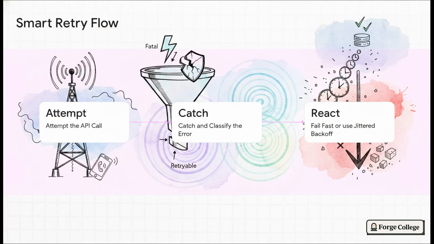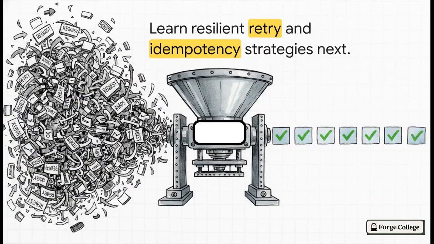Step 1, you attempt the API call. Step 2, catch and classify the error using the rules we just laid out. Step 3, if it's fatal, fail fast, just stop. But if it's retryable, you execute an exponential backoff with jitter. That means you wait a little longer after each failed attempt and you add a random bit of jitter time. That way, if you have a ton of failed requests retrying, they don't all hammer the node again at the exact same millisecond.